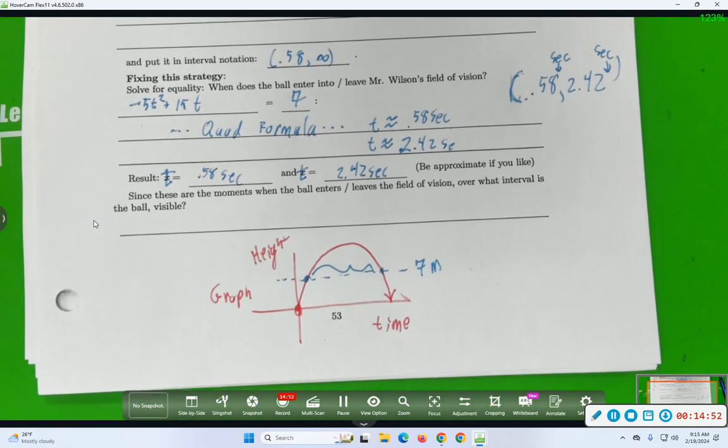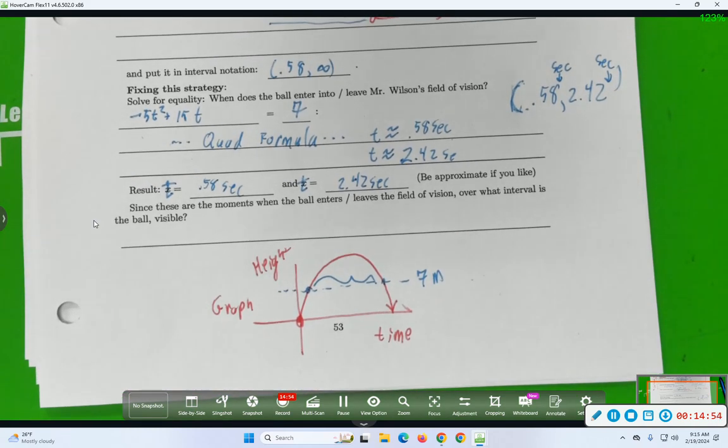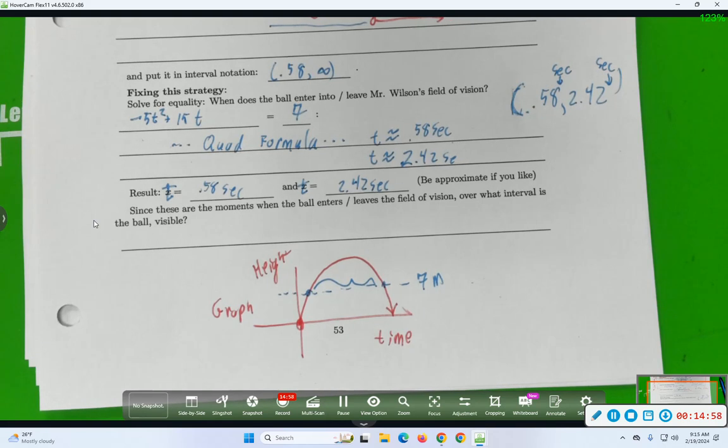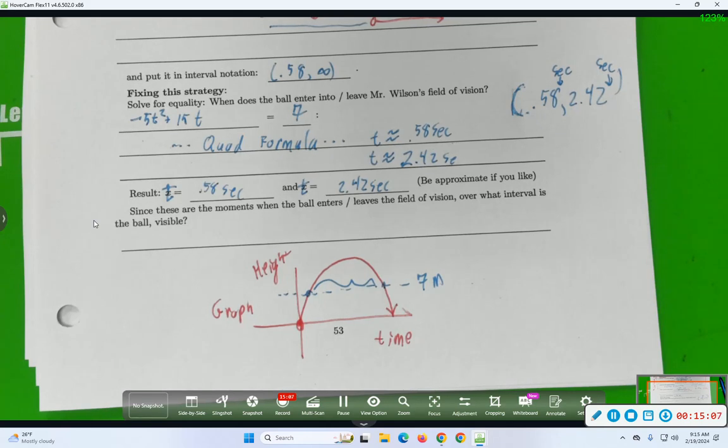So those are the times when it enters or leaves Mr. Wilson's field of vision. So I guess that means either it's not visible to begin with, then it becomes visible and then stops being visible. Or the other possibility is it was already visible and at some point stops being visible and then comes back into Mr. Wilson's field of vision. Which of those two is correct? The first interpretation or the second?